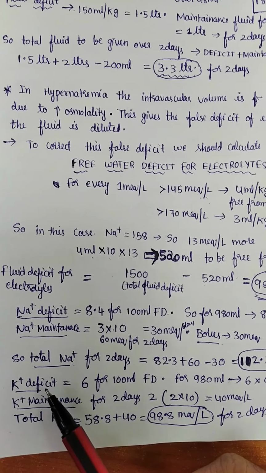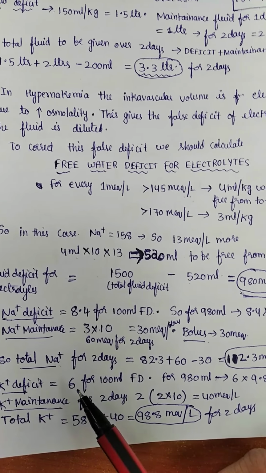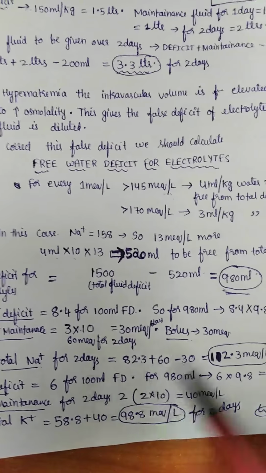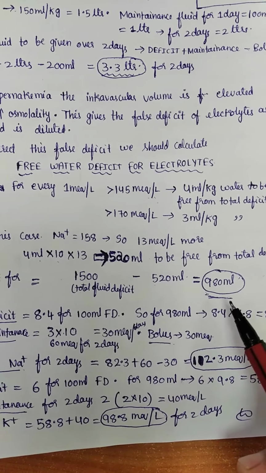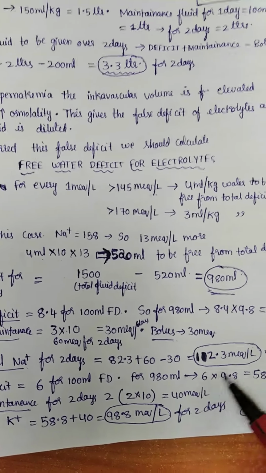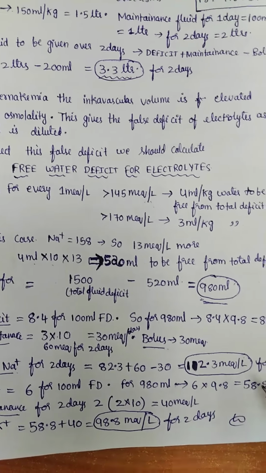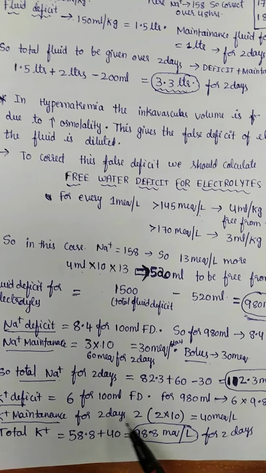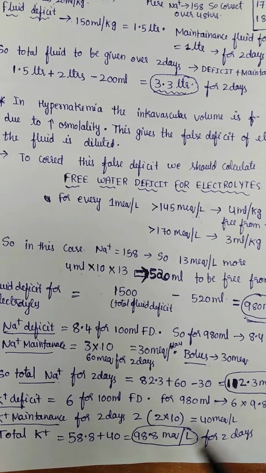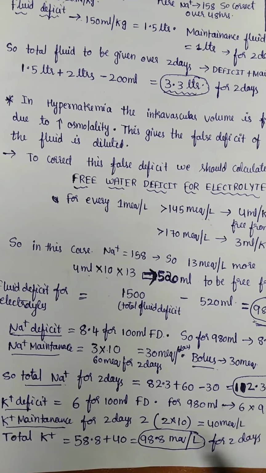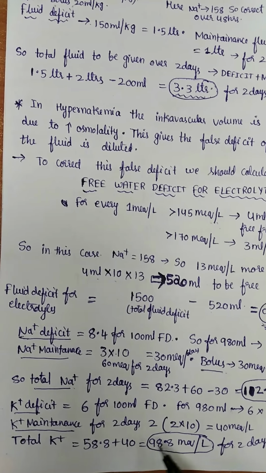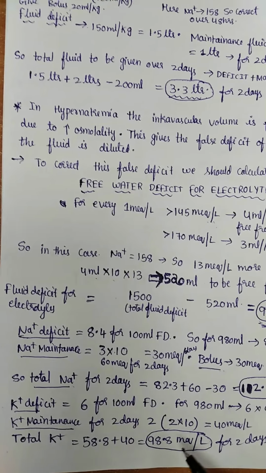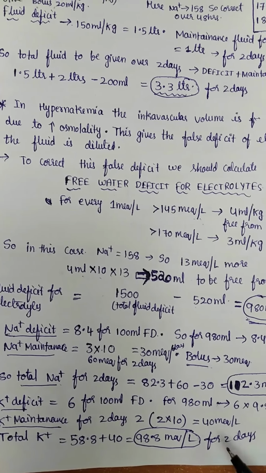Now we will calculate the potassium deficit. It is 6 milliequivalents for every 100 ml of fluid deficit. Here the fluid deficit for electrolytes is 980 ml, so 6 times 9.8 is 58.8. Potassium maintenance is 2 milliequivalents per kg: 20 for 1 day, 40 for 2 days. So for 2 days total potassium required is deficit plus maintenance, equal to 98.8 milliequivalents for 2 days.